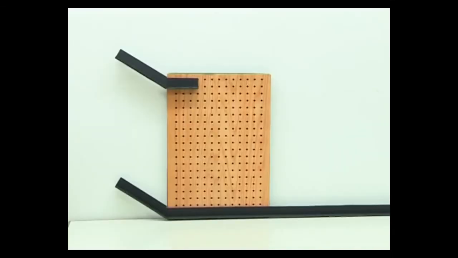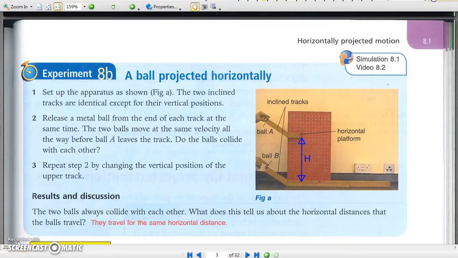Do the 2 balls collide with each other? What will happen if the vertical distance of the 2 tracks is changed? So the 2 metal balls always collide. Why? Similarly, because they travel the same horizontal distance. But still, I have some more questions to ask. What determines where they collide?